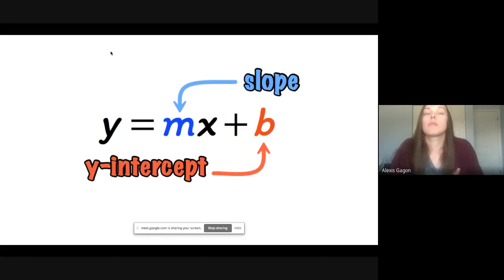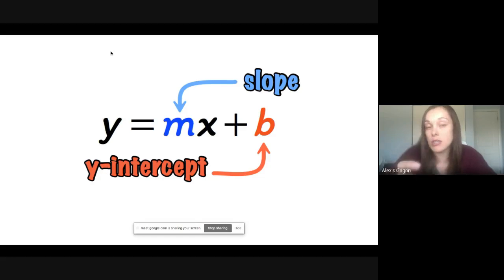Okay, so we're going through graphing and solving systems of equations. The first thing is we have this equation right here, y equals mx plus b. You should have seen this equation before. Remember, we've talked about this in class, like when we were doing the ACT questions. m is always your slope, so whatever's in front of x is always your slope. And b is always your y-intercept.